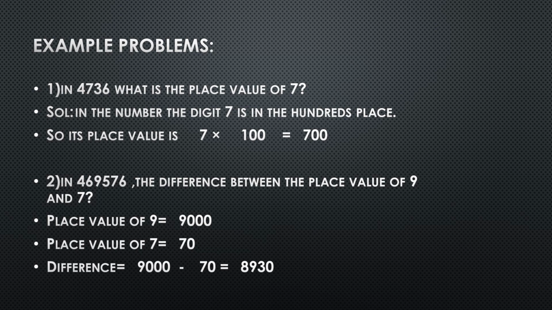In 4,69,576, this number is made of 6 digits. What are those digits? 4, 6, 9, 5, 7, 6. Difference between the place value of 9 and 7. Place value of 9 is 9,000. Place value of 7 is 70. Difference is 9,000 minus 70, which is 8,930.